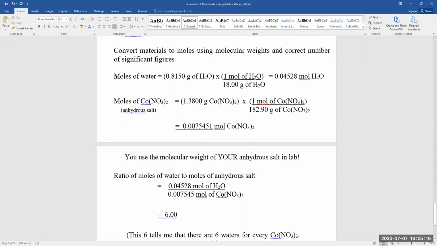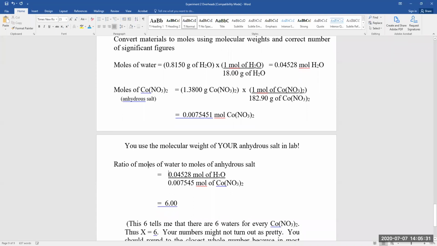So I know there's one or more molecules of water. If I divide the moles of water by the moles of cobalt nitrate I have, I should get a whole number. So all I have to do is find the ratio of the moles of water to anhydrous salt, and that better be a whole number.